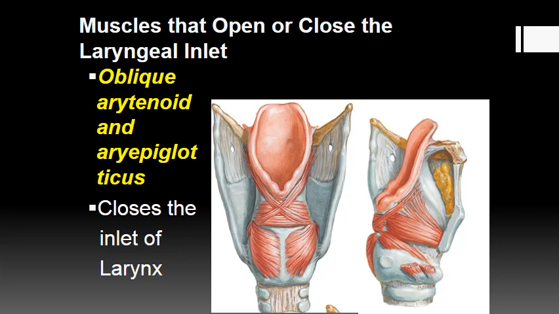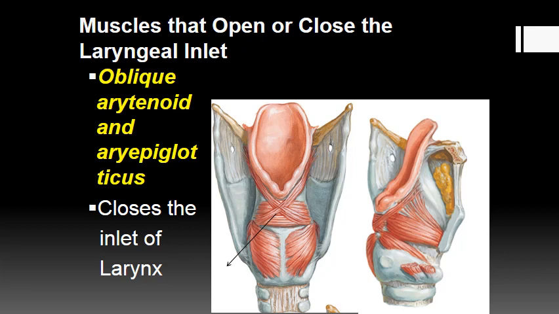Muscles that open or close the laryngeal inlet. The main muscles are the oblique arytenoid and the aryepiglotticus muscle. Here you can see the oblique arytenoid muscle, which is present just below the aryepiglottic fold, extending downwards. These are very thin muscle fibers. You need not remember the origin and insertion of it. Just remember that the oblique arytenoid is present below the aryepiglottic fold.